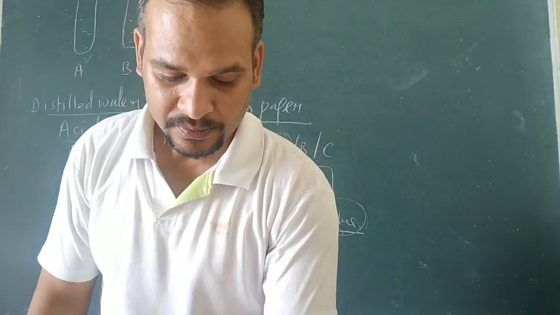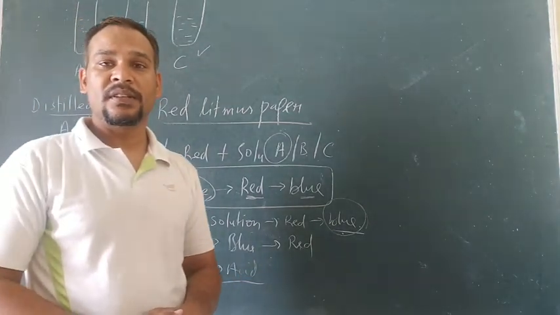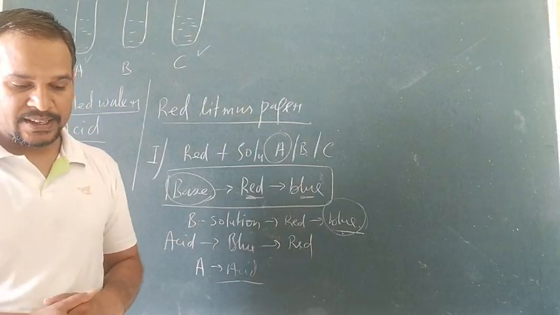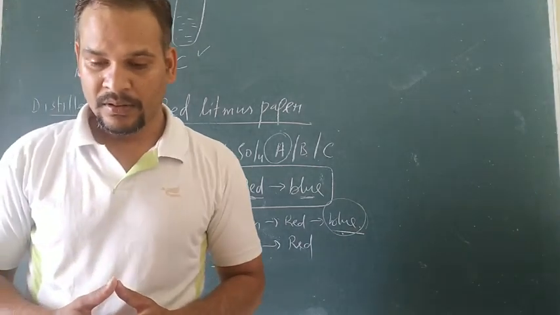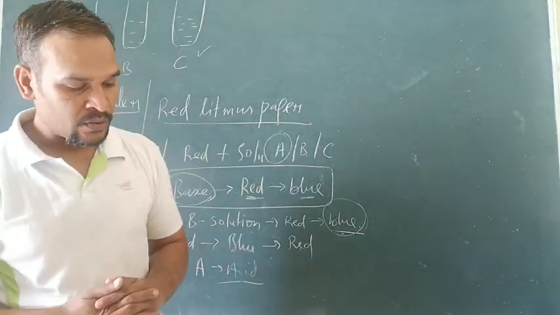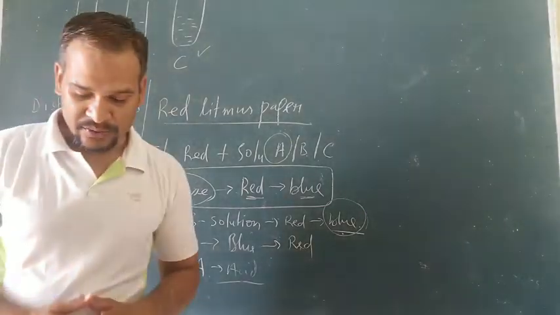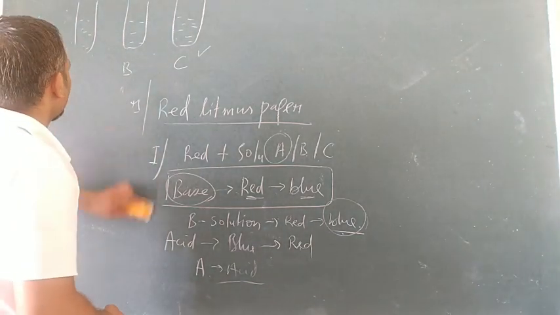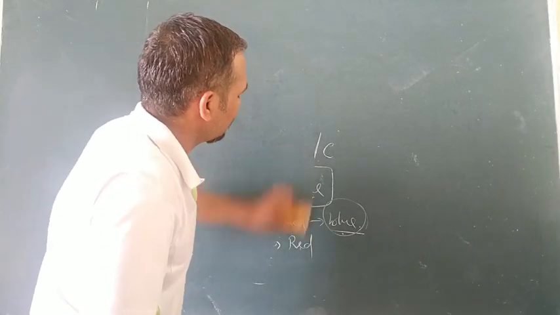Now in that way we can find out the basic difference between the acid, base and distilled water. Now we are moving ahead into the next part, which is one of the activities shown in your book about the characteristics or the formation of HCl gas.